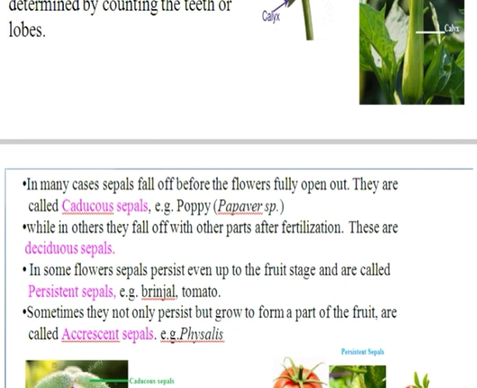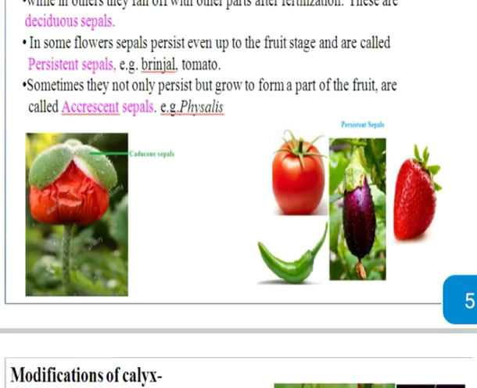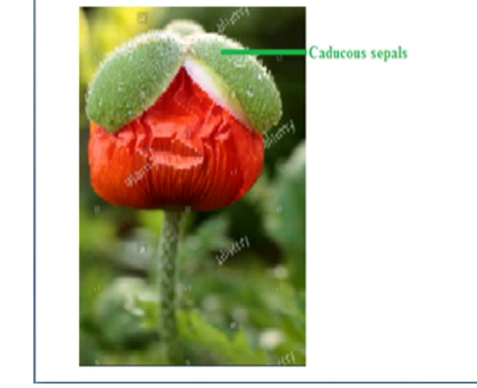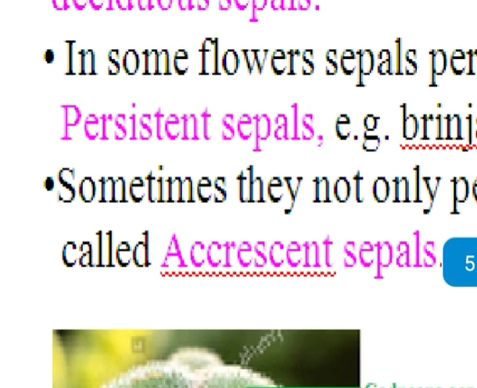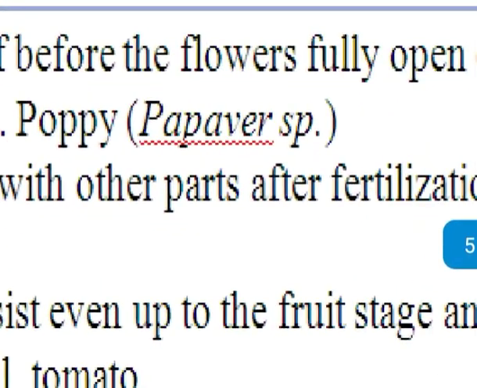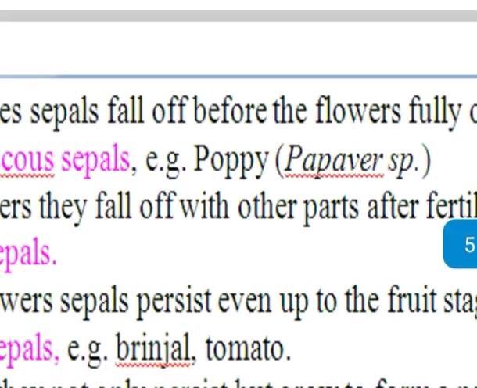In many cases, sepals fall off before the flowers fully open out, and they are called caducous sepals. For example, in Papaver, you observe the sepals fall down when the flowers open. So at the tip of the bud, these caducous sepals are there. It is a characteristic feature of the family Papaveraceae.